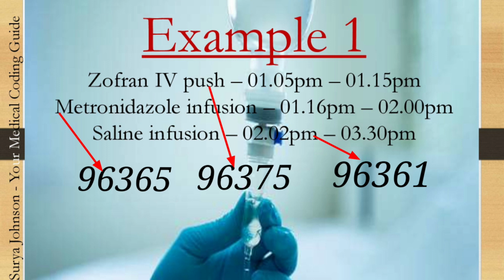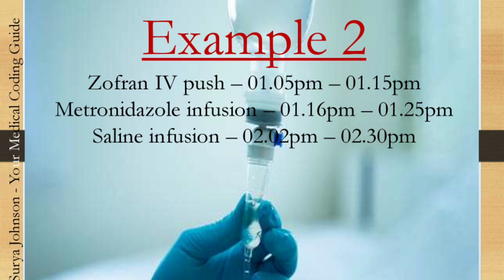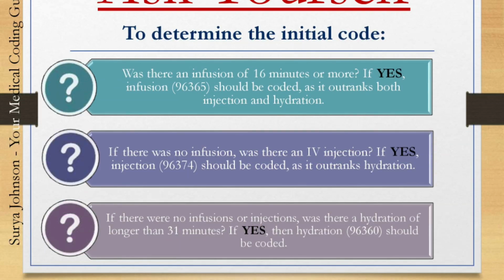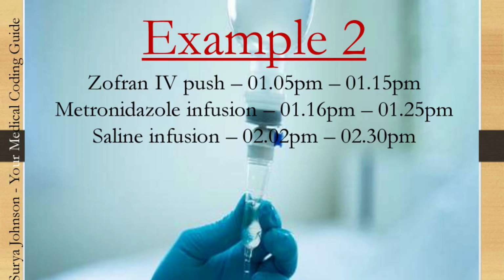In the second example, we'll see the same drugs but different timings. In this case, Zofran IV push is given from 1:05 p.m. to 1:15 p.m. Then metronidazole infusion from 1:16 p.m. to 1:25 p.m. and saline infusion 2:02 p.m. to 2:30 p.m. So we will ask the first question. Was there an infusion greater than 16 minutes? No. There is an infusion, but it is not greater than 16 minutes. So it will go as IV push. So 96374 for metronidazole, and there is already another IV push, that is Zofran.